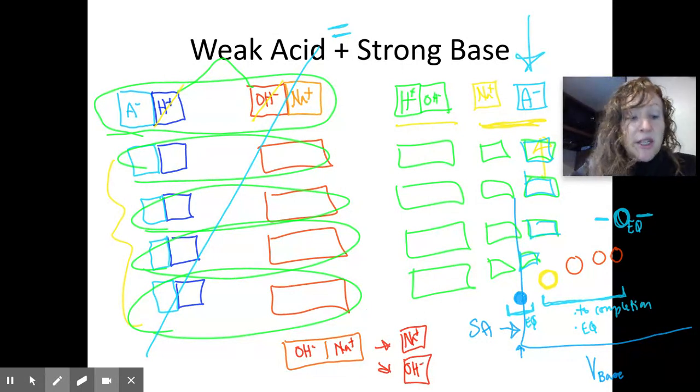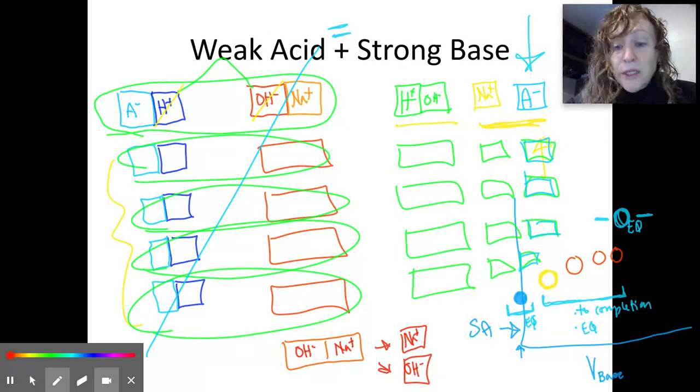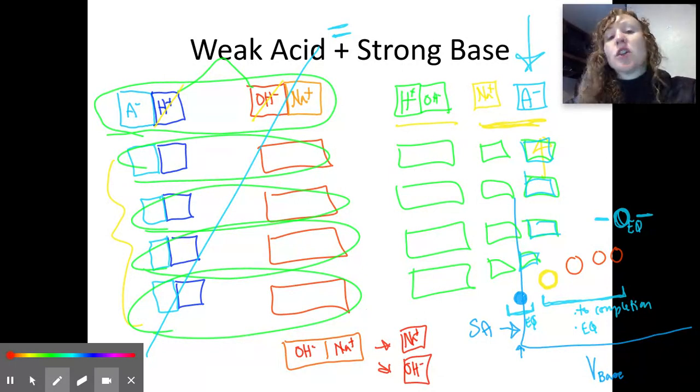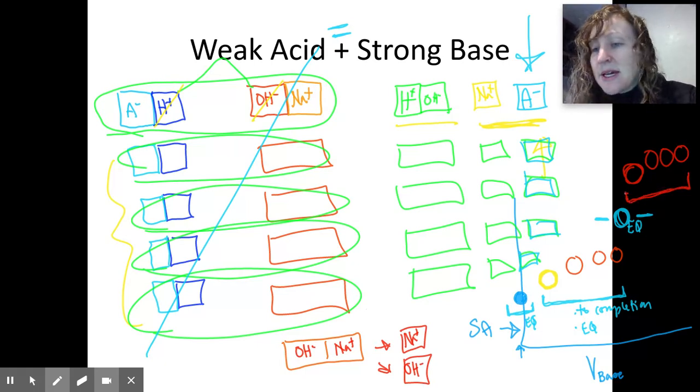Your pH, in this case, is going to spike. Now you're accumulating hydroxides. The more base you add, you're just accumulating hydroxide, accumulating hydroxide. Your pH is going to spike initially, and then as you add more hydroxide, it'll probably plateau eventually. But at this point in time, you have only strong base present because you've used up all your weak base. And this is just going to go to completion.